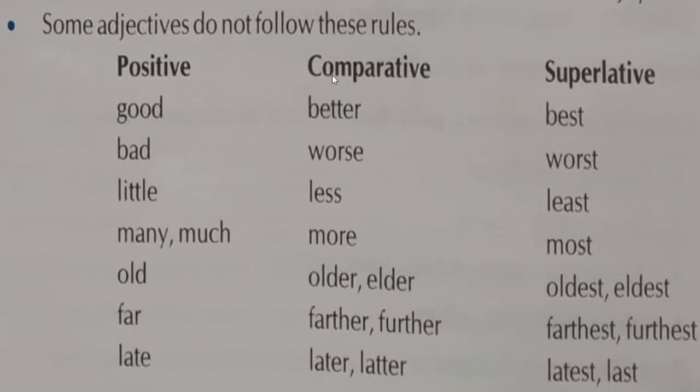And some adjectives do not follow these rules. These words do not follow any rule. Some more words are there. All are not included here. Like good, better, best; bad, worse, worst; little, less, least; many or much, more. That means many also more, much also more. Okay. And most. Old, older or elder, oldest or eldest. Far, farther, further, farthest, furthest. Late, later, latter, latest or last.